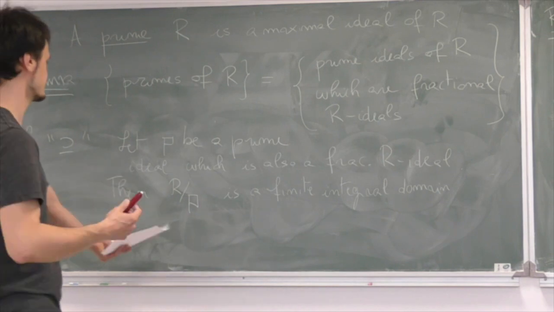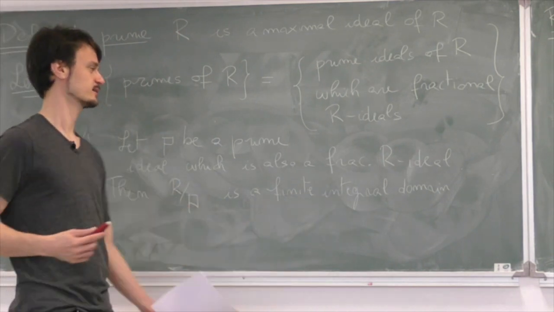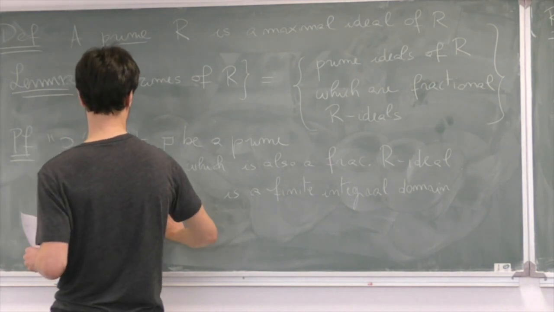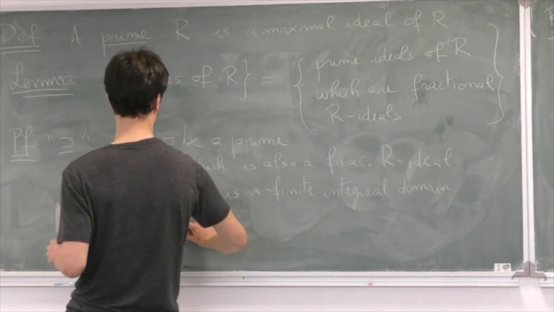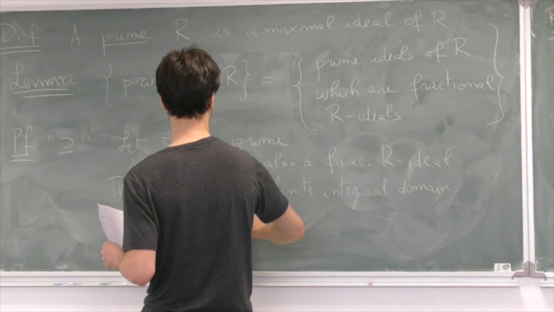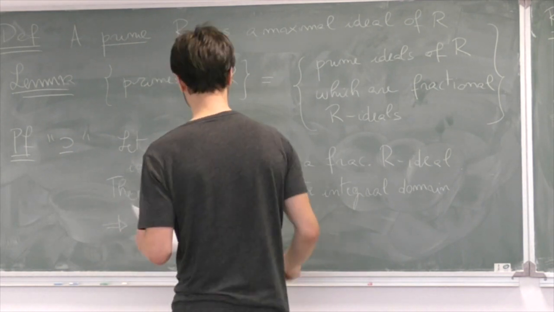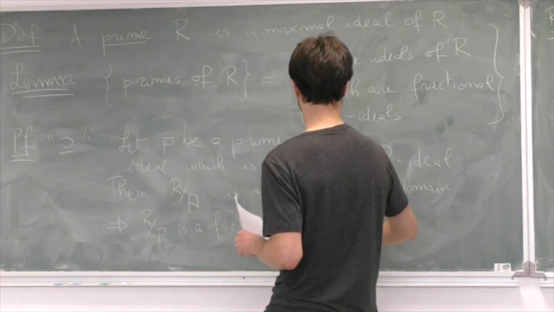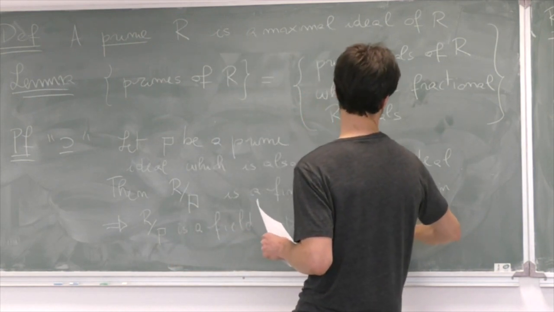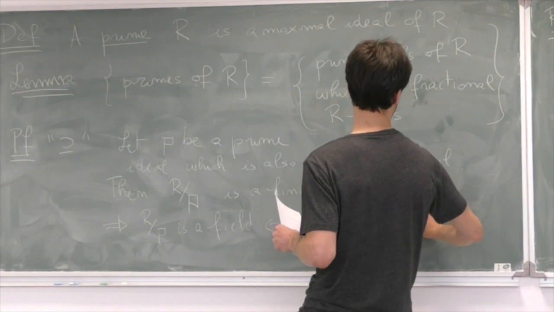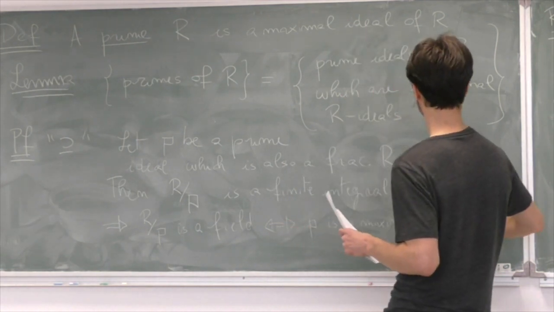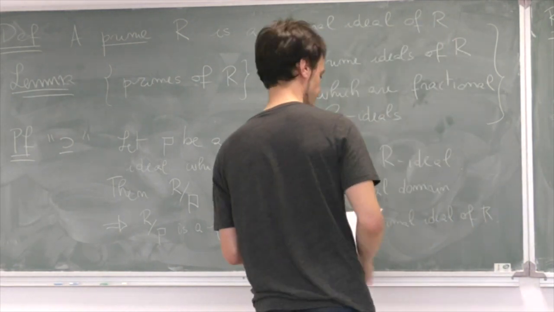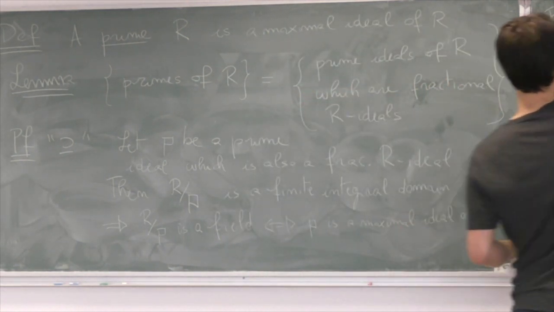Okay, cool, but this means that it is a field. So every finite integral domain is a field. And this is the same as saying that P is also a maximal ideal. All right. Now let's do the other direction.